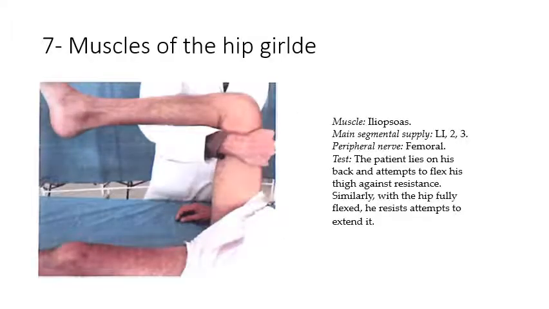As regards the muscles of the hip girdle, we shall start with the iliopsoas, which receives segmental supply L1, 2, and 3, and peripheral nerve, the femoral nerve. The patient lies on his back and attempts to flex his thigh against resistance. Similarly, with the hip fully flexed, he resists attempts to extend it.